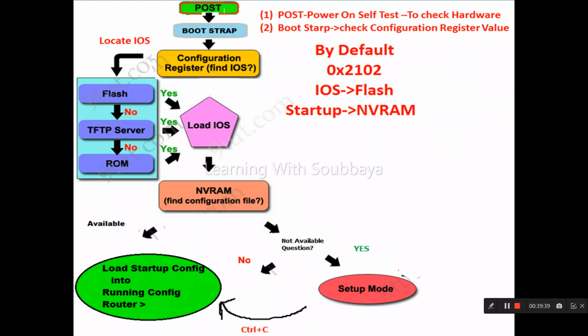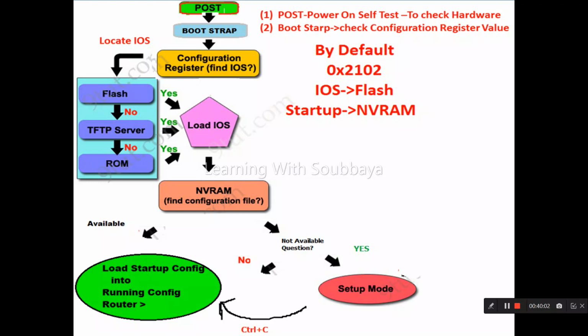Okay, same steps here. POST, power on self-test, checking the hardware components, whether all the hardware components are working fine or not. Next thing, bootstrap. Bootstrap is what? Checking the configuration register value. By default, 0x2102. It represents that my IOS is available in the flash memory and my startup config is available in the NVRAM.